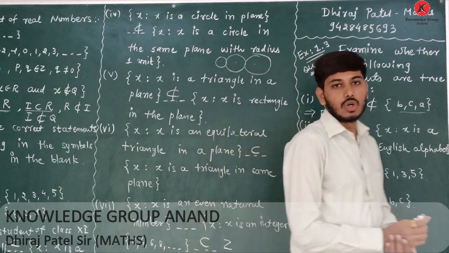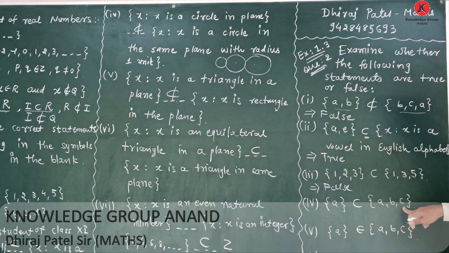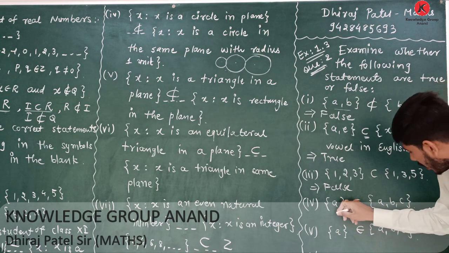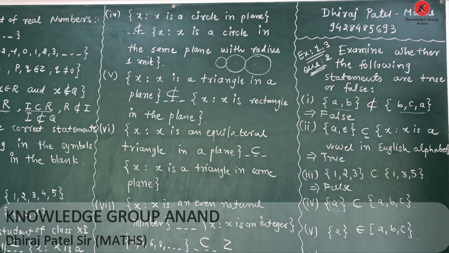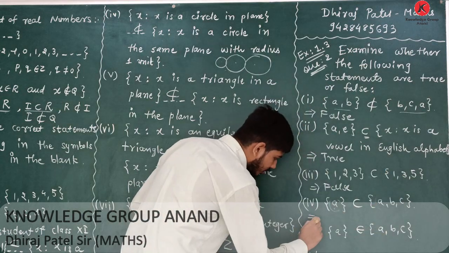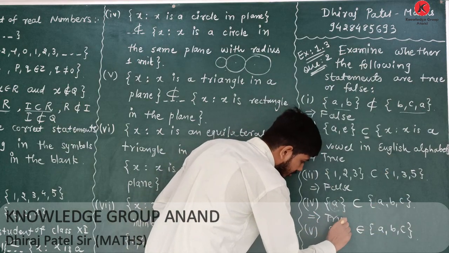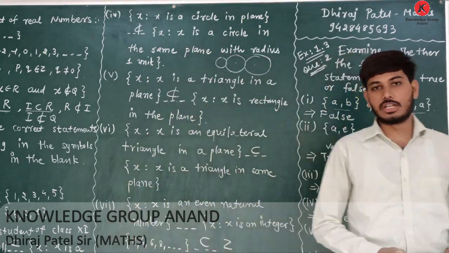Next one, the fourth question. {A} is a subset of {A, B, C}. All the elements of this set lie in this set. Therefore, it is the subset of this set. Therefore, this statement is a true statement.